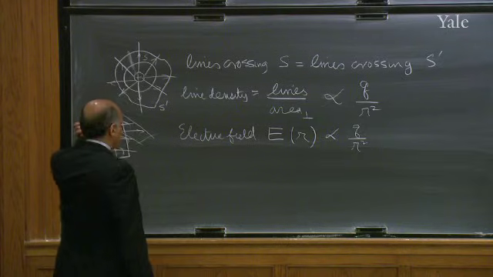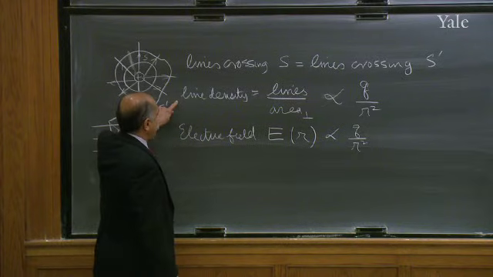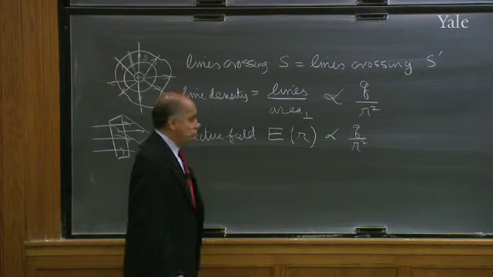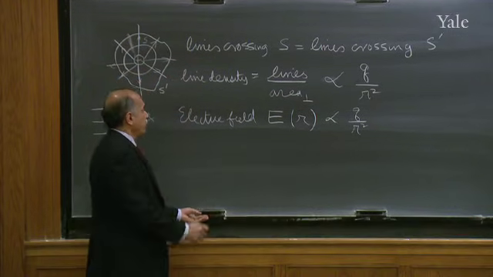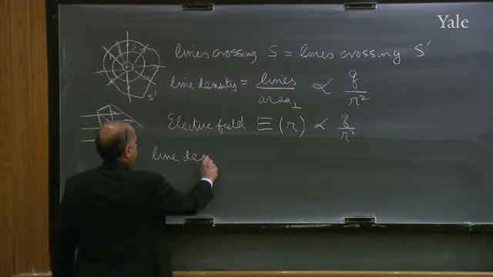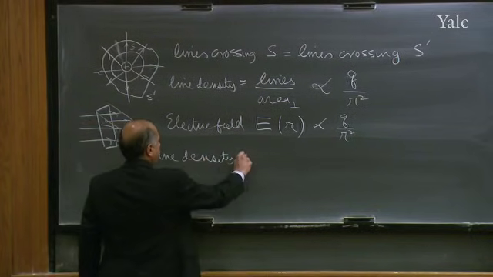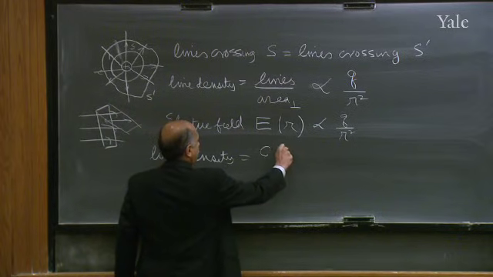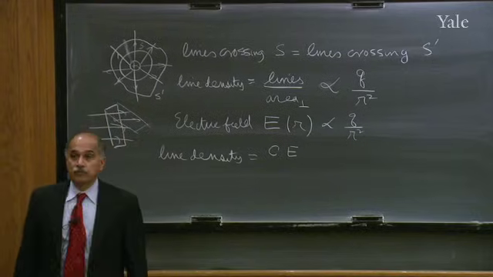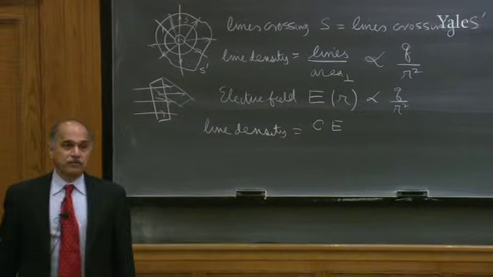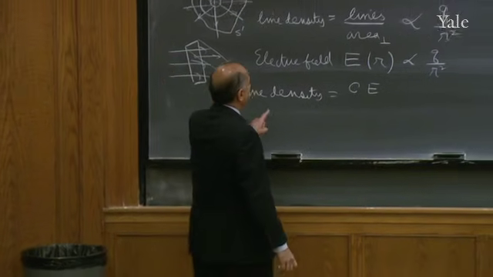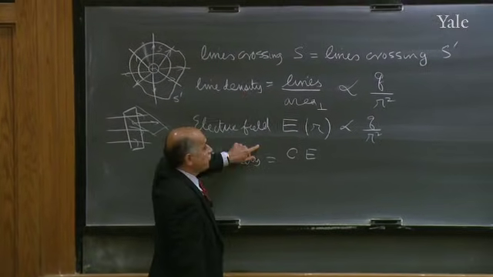From this, we may conclude that the line density is proportional to the electric field because they are both proportional to Q over r squared. Therefore, we can say line density is equal to some constant C times the electric field in magnitude. Direction of the lines is along E, but the magnitude, do you understand that? This guy is proportional to this.